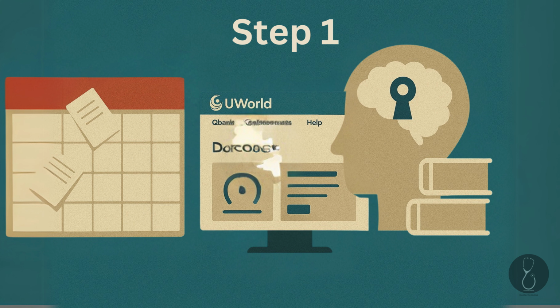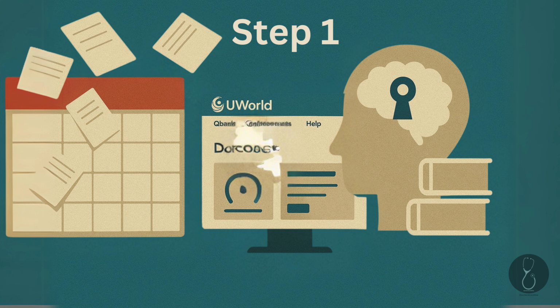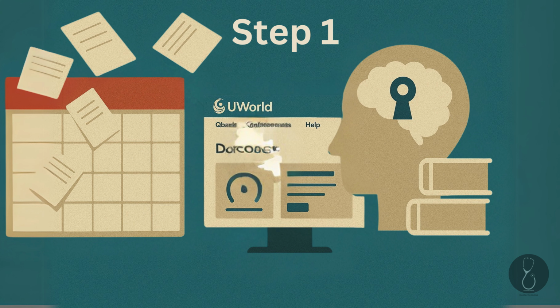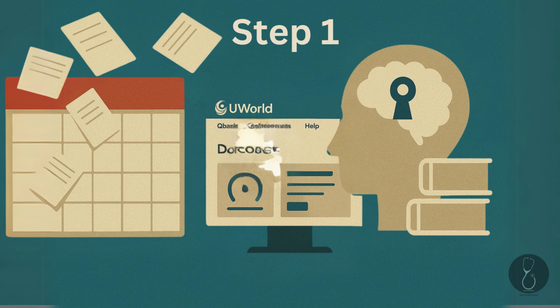Step 1. Start early and know your resources. Start at least 12 to 18 months before your exam. The earlier you plan, the smoother your journey.